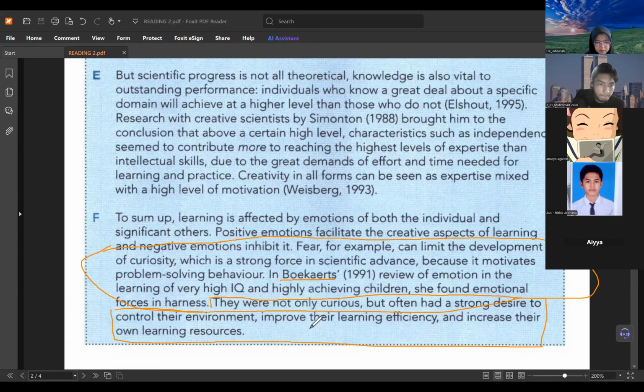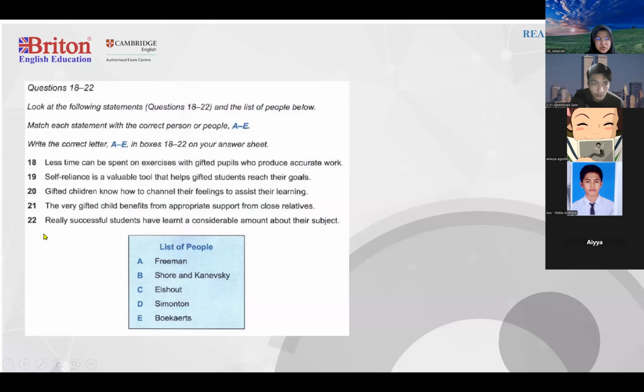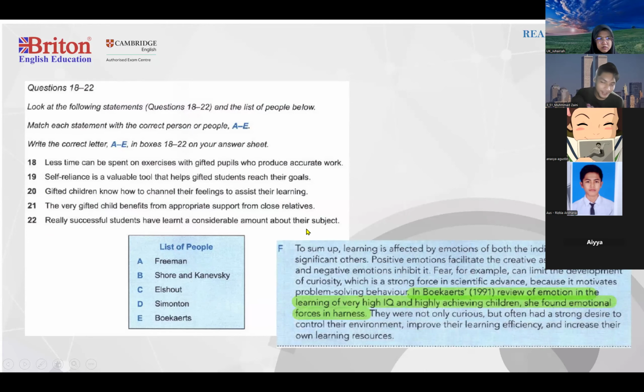And which one is in line with that? The last one, the really last one. So number 20, 21. 20. Give the children know how to channel their feelings to assist their school learning. That's how you answer this question type, guys. The keywords are already there.